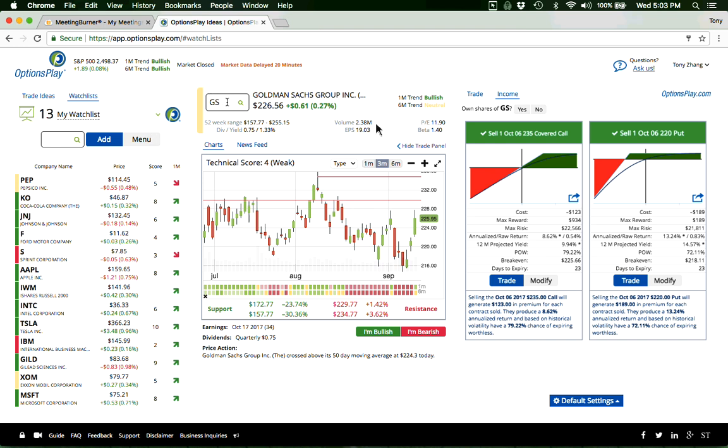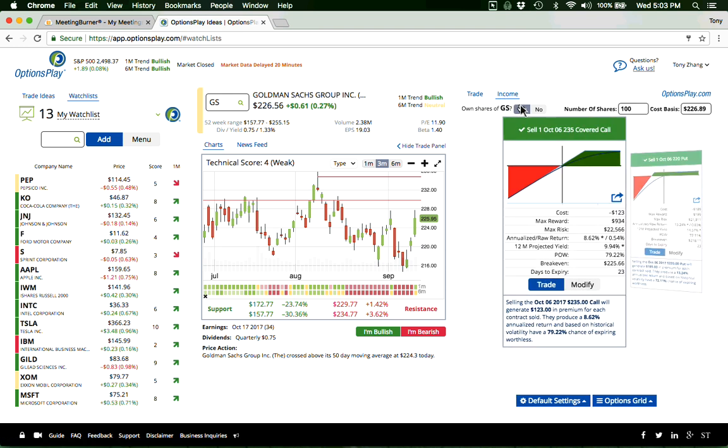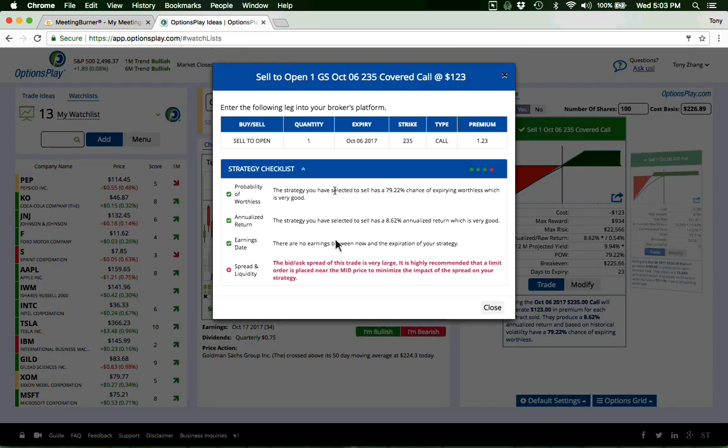So when I type in Goldman, it tells me to sell the October 6, 235 covered calls. Goldman's trading at 226 right now, so approximately $10 out of the money, and it gives me the breakdown of all the details of the trade, such as what is the return of this trade, what is the probability of this trade expiring worthless, and when I click on the trade button, I get all the details that I need in order to figure out whether this is a trade that I'd like to make.